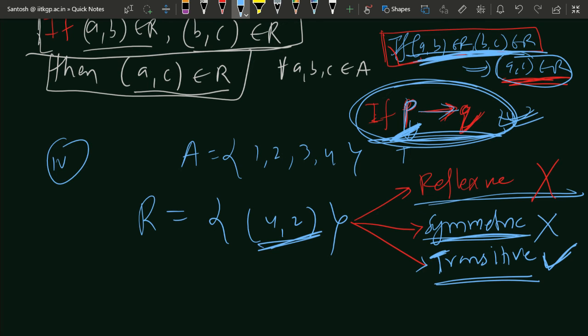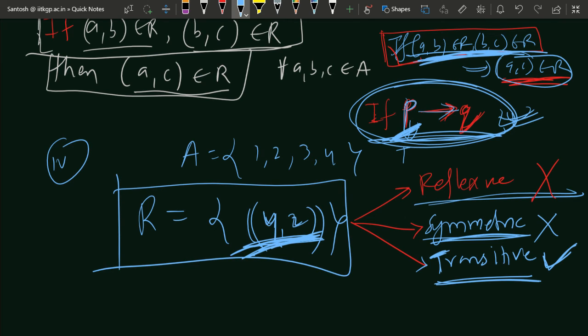So here only one element is there. Whenever you find a single element, only one ordered pair, this type of relation will always be transitive. Just remember that. If you have only one element in the relation, anywhere you find only one element in the relation, that will always be transitive.